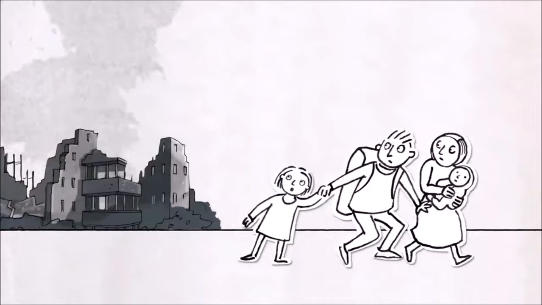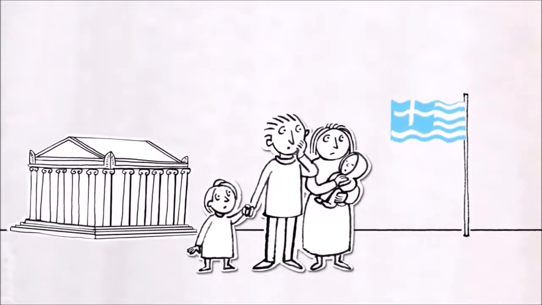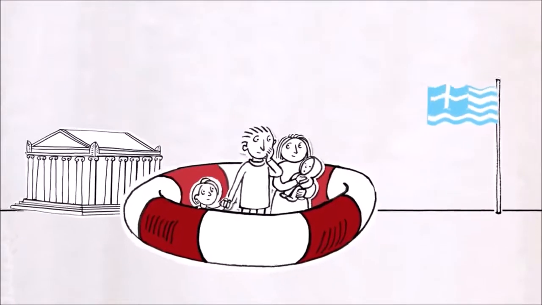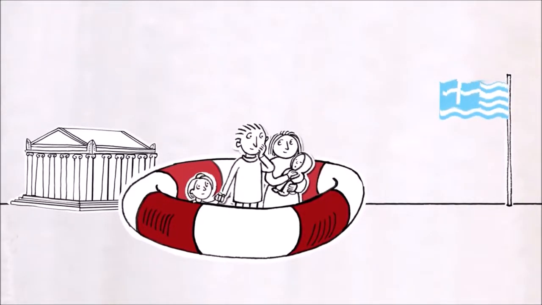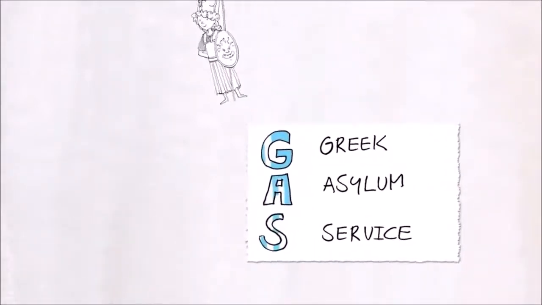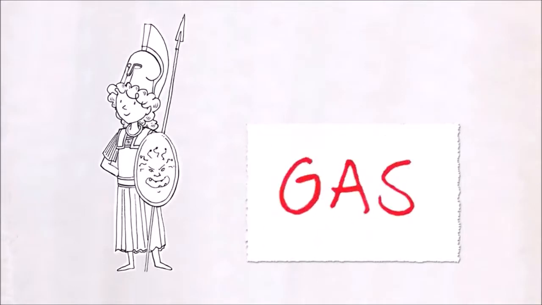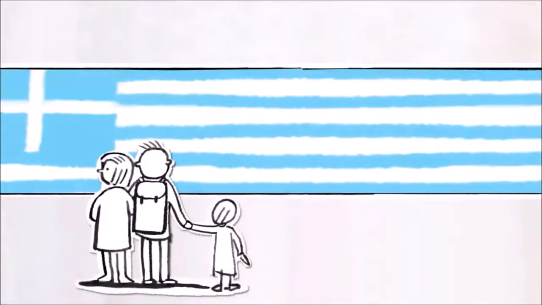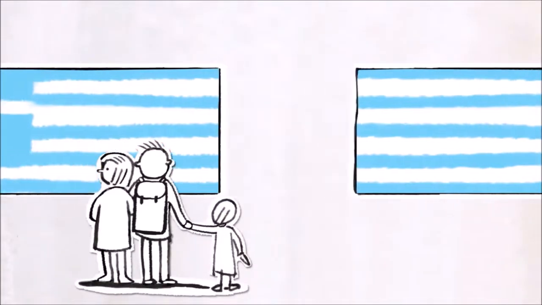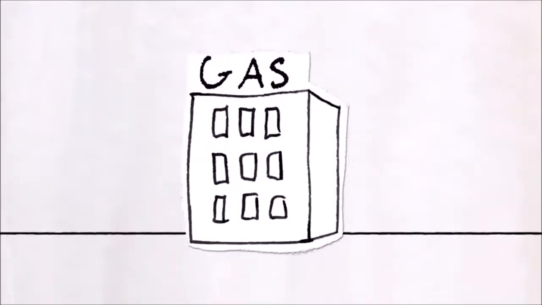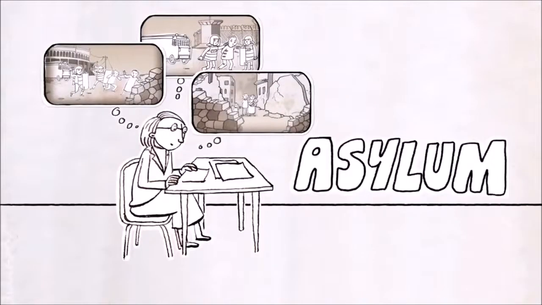If you have left your home country due to war or persecution and are in Greece, you have the right to ask for asylum. To make use of this right, you have to apply for asylum at the Greek Asylum Service. Asylum is only granted under certain conditions. The Greek Asylum Service examines whether your application fulfills these conditions.